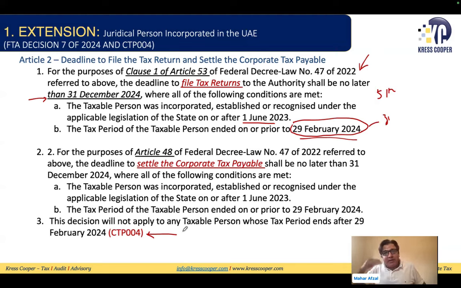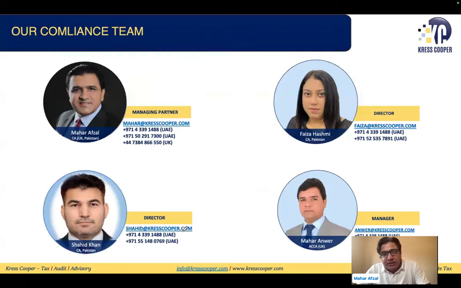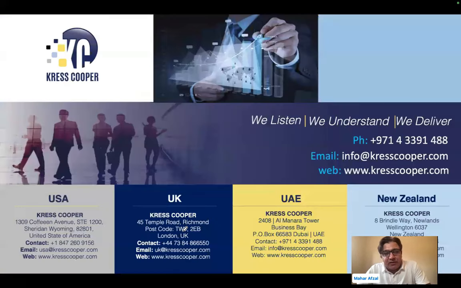This is the cutoff period. You can do it before that as well. So this is FTA decision number 7 and public clarification number 4. Nothing other than this is more important in these decisions. So if you have any questions, we are always here, always ready to listen, ready to understand and ready to deliver. You are most welcome if you have any question.